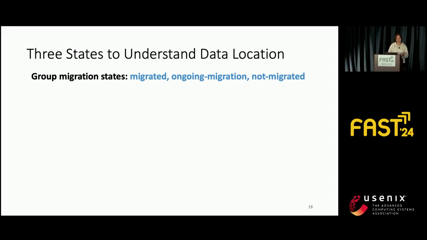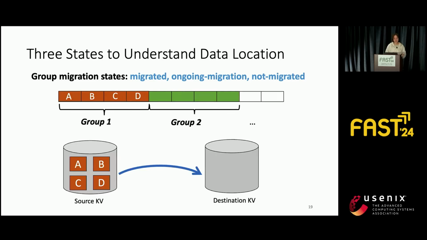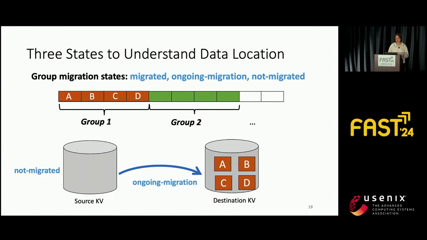Given that we track at the group level, there are three possible states of a group: the entire group has been migrated, the group is undergoing migration, or the entire group is not migrated. Here's an example. Group 1 has 4 records, and at the beginning they are all at the source, so they are not migrated. Then the migration starts. Some data is migrated to the destination or is on the fly, so the state is that the group is undergoing migration. And finally, when all the data has migrated to the destination, this group is migrated.